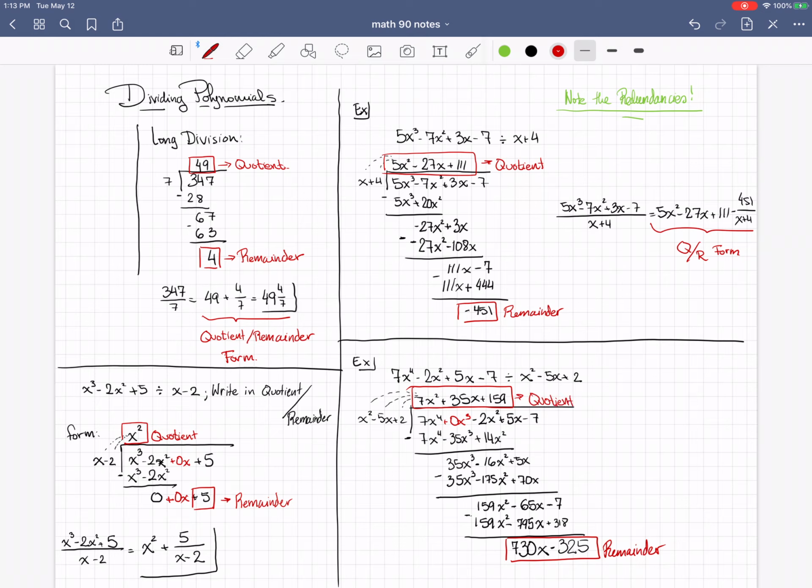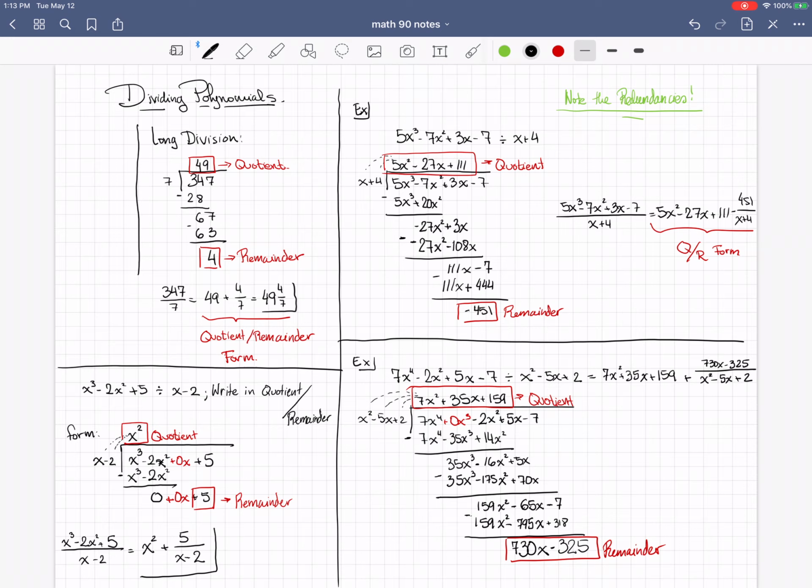So in quotient remainder form, we can write this as 7x squared plus 35x plus 159 plus 730x minus 325 over x squared minus 5x plus 2.